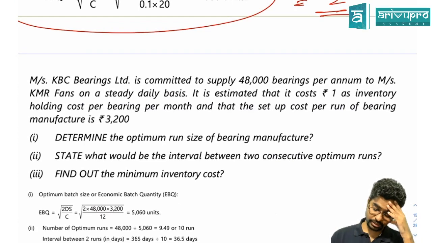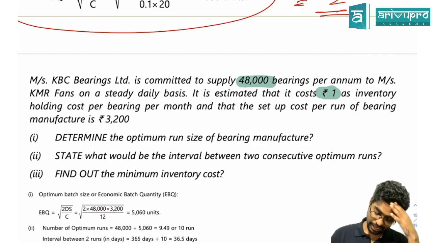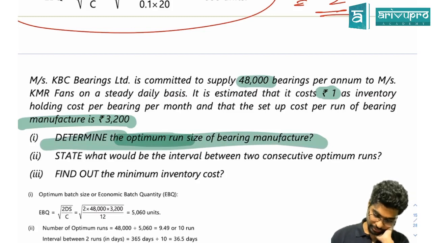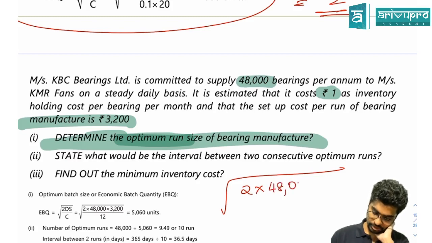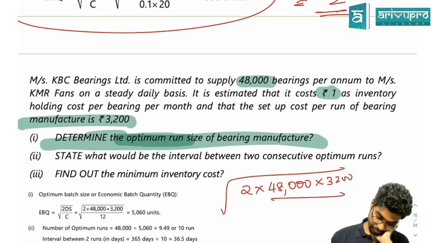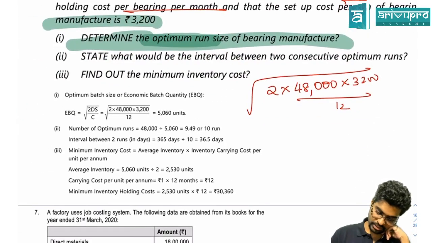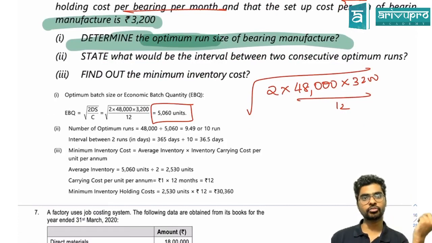KBC Bearings is committed to supply 48,000 units per annum on a steady daily basis. It costs 1 as inventory holding cost per bearing per month and the setup cost per run is 3200. Determine the optimum run size for bearing manufacturer. Optimum is what? EOQ. My annual consumption or demand is 48,000, setup cost 3200. They are saying it costs 1 per month. In a year there are 12 months, therefore it will become 12. So my first answer will be 5060, just straight application of the formula. Are you clear?